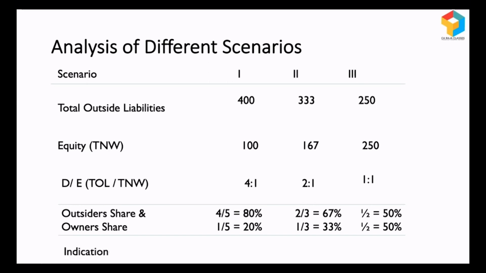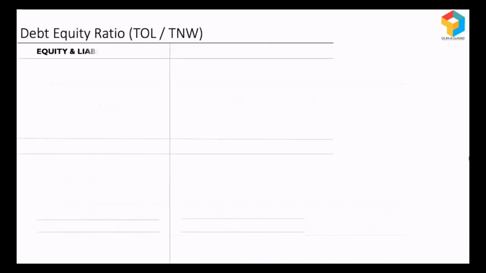So the indication is scenario 1 has a high level of financial risk, scenario 2 is ideal, and scenario 3 I would say the best. The debt equity ratio we have calculated now is very simple, but in reality there will be some more complications attached to it, because it's possible that what we see as owner's money may not be available, it could have gone out of the business, and what we see as owner's money may not be actual owner's money also. Let me give you a scenario so that you can understand it better.